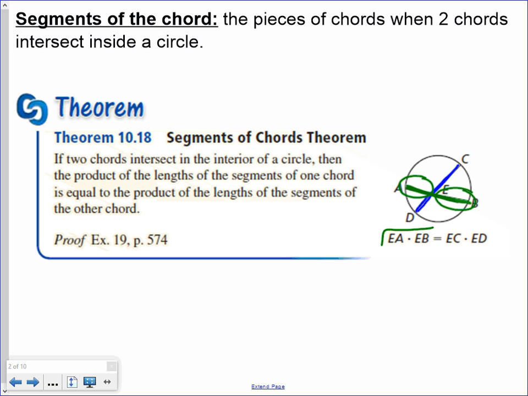If we multiply those together, AE and EB, it's going to have the same exact product, same exact final number, if we multiply these 2 pieces together of the other chord, DE and EC. Okay, so again, the chords are splitting each other into pieces that when you multiply those pieces together, those products will be the same.